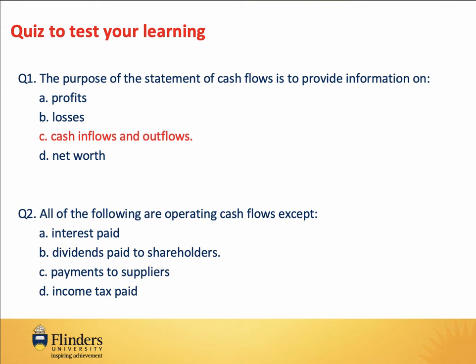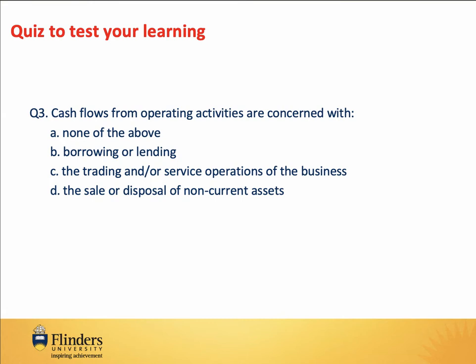The second question, all of the following are operating cash flows except dividends paid to shareholders, because dividends paid to shareholders are financing activities of the business. So any money paid to or received from shareholders is part of the financing activity of the business. And the third question, cash flows from operating activities are concerned with the trading and service operations of the business, because operating activities refer to the main trading or operations of the business.